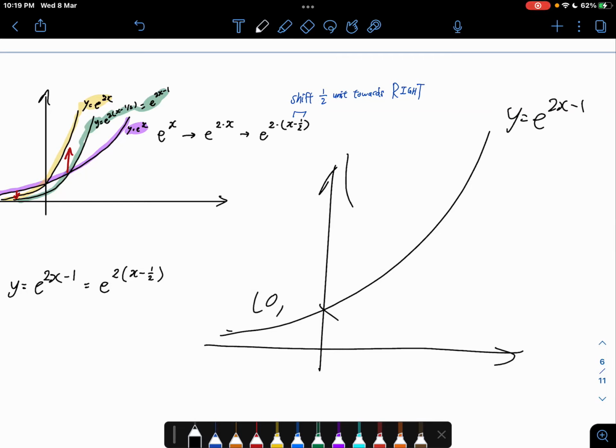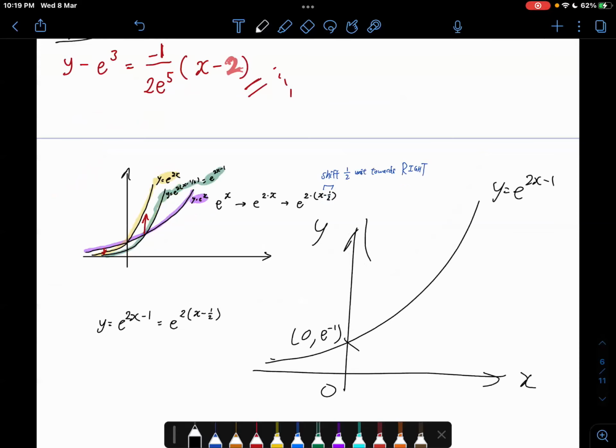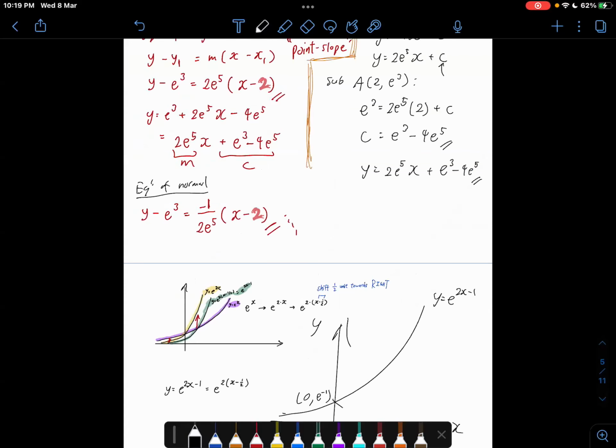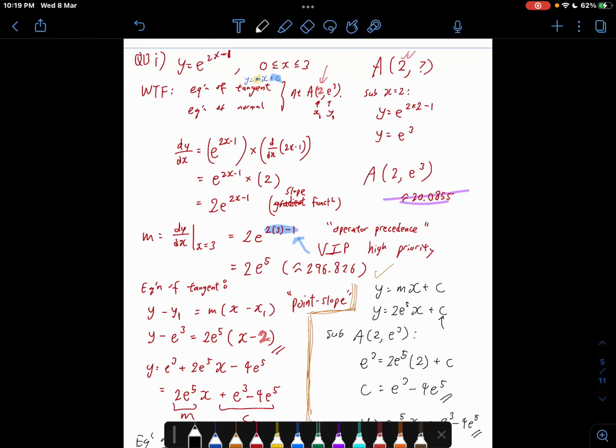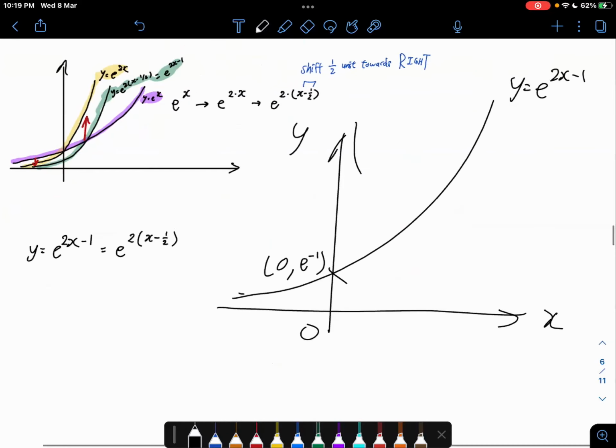This is 0, comma, let's see. Sub in x with 0: 2 times 0 is 0, 0 minus 1 is -1, e power -1, which is 1 over e. Good. Next, y-axis, x-axis. We need the tangent and the normal line. It's at point A, 2 comma e cubed, so it's somewhere here.